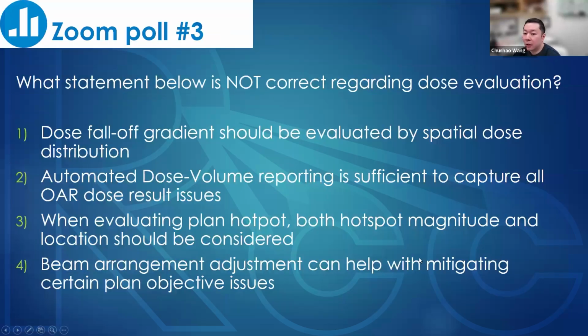Okay, let's come to the last Zoom poll today. Which statement below is not correct regarding dose evaluation? 1. Dose fall-off gradient should be evaluated by spatial dose distribution. 2. Automated dose volume reporting is sufficient to capture all OAR dose result issues. 3. When evaluating one hotspot, both hotspot magnitude and location should be considered. 4. Beam arrangement adjustment can help with mitigating certain plan objective issues.